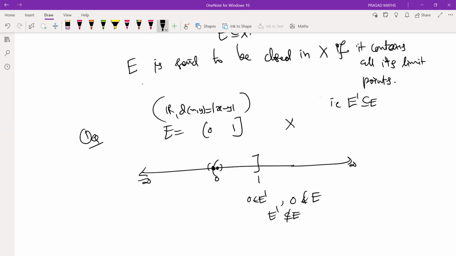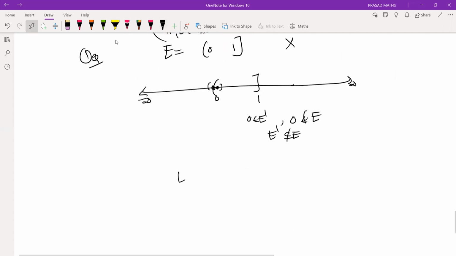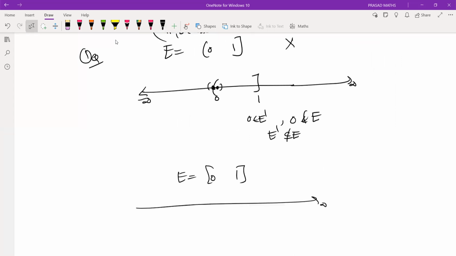Suppose you take the same example. Suppose you include 0.